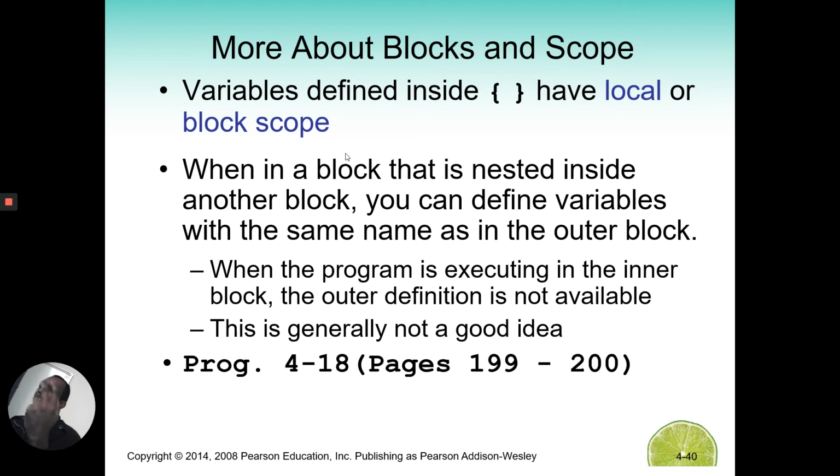So variables defined inside those braces have a local block scope. Remember how I said the other one is global. So this would be the local. When in a block that is nested inside another block, you can define variables with the same name as in the outer block. Even though we're in the same program, if it's in this classroom, let's say it was a function, then they have access to theirs, we have access to ours, and we can have the same name, okay? You can define variables with the same name because we are different. But if it's outside, then I cannot define it the same, okay? But because it's outside, we do have access to it.